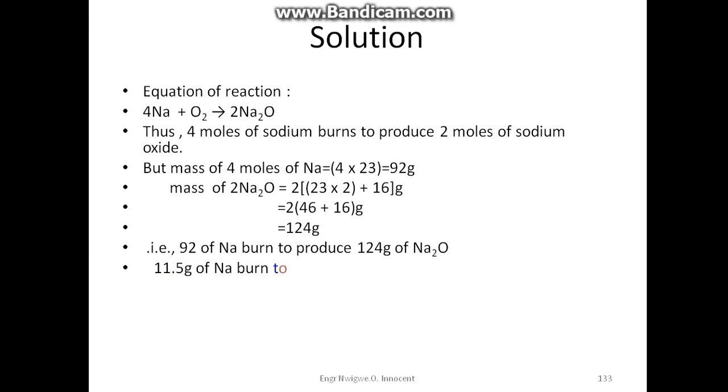So 11.5 grams of sodium will produce 124 divided by 92 times 11.5 grams of sodium oxide, which will give us 15.5 grams of sodium oxide.